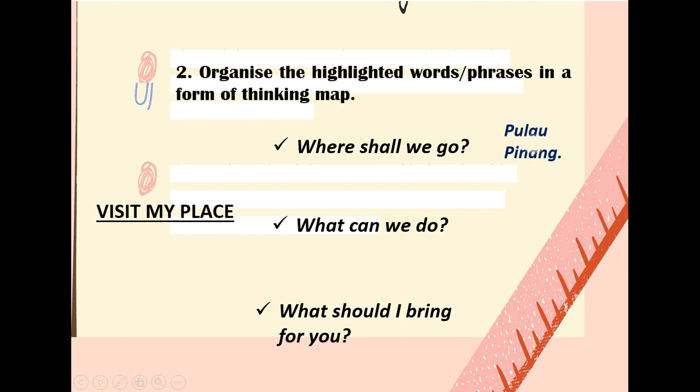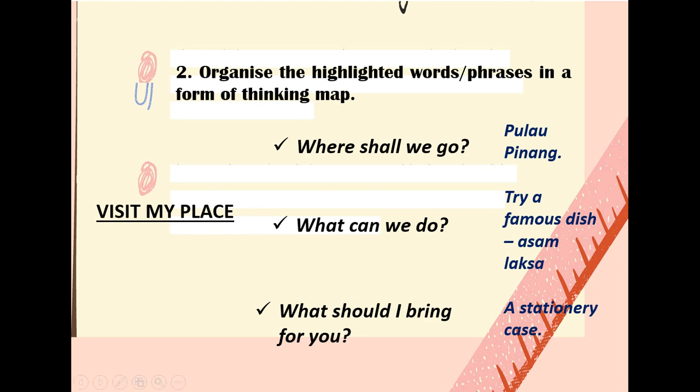All right, where shall we go? Maybe perhaps to other places that you know. I just stayed there, Pulau Pinang or Penang. What can both of you do there at Pulau Pinang? I mean, in Pulau Pinang, you may try a famous dish. It's called asam laksa, most probably. Or next one, what should I bring for you? I there is referring to the writer. So maybe you ask your friends to bring a stationery case. No, it's up to you.